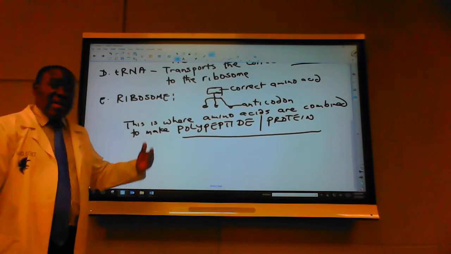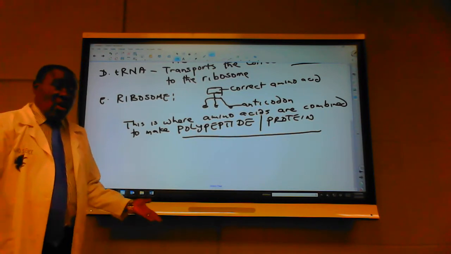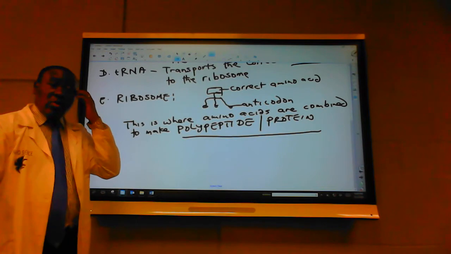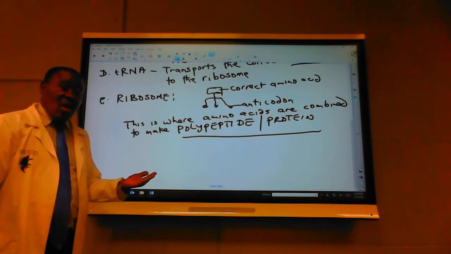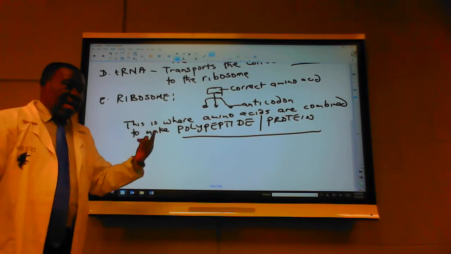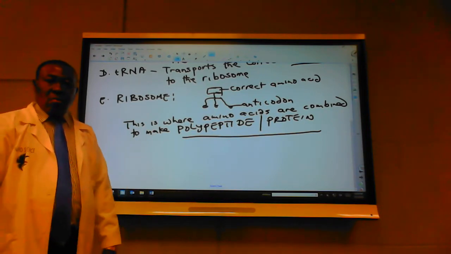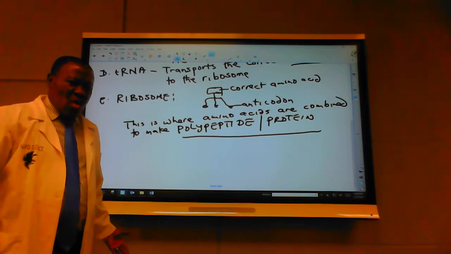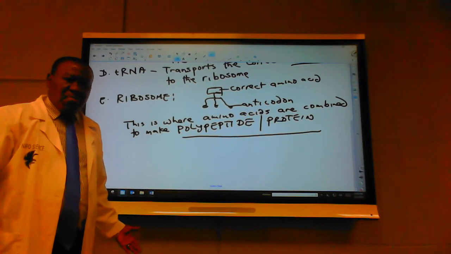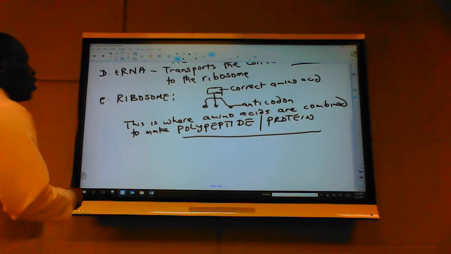How does it do it? Combine amino acids. tRNA carries the correct amino acid. How does it do it? It has the anticodon to break the code. mRNA carries the message. What's the message called? Codon. Where are tRNA and mRNA both going? They're going to the ribosome. Okay? Do they have a reason to go to the ribosome? Of course. Why? To make protein. All right? Okay.